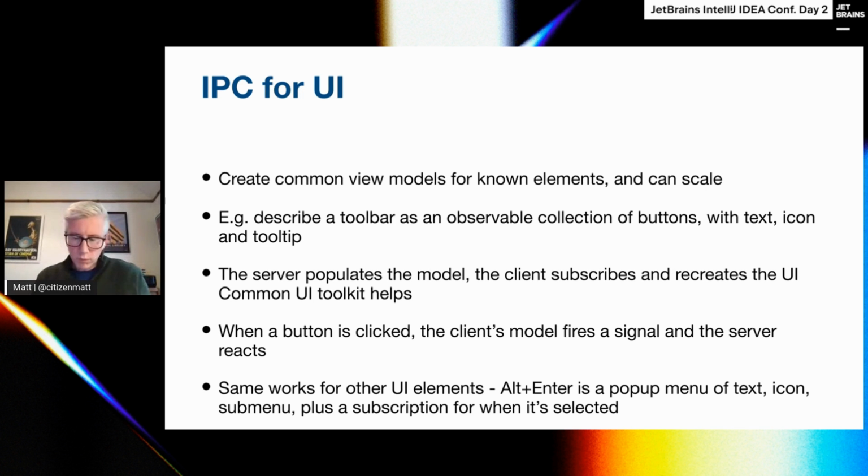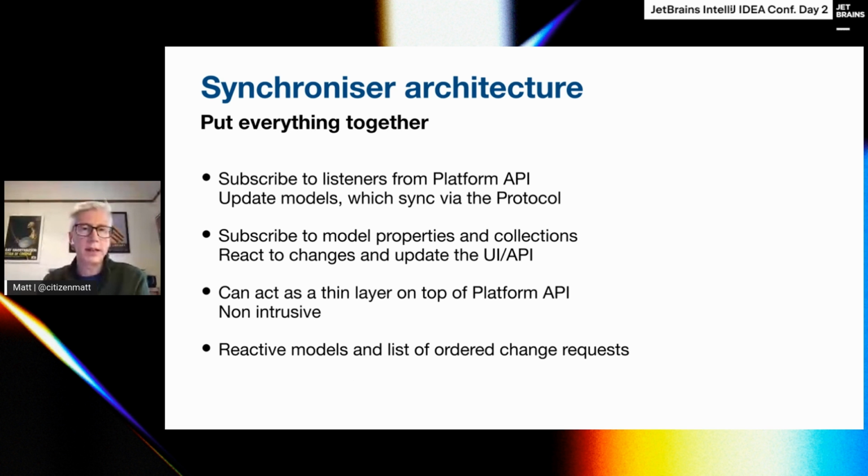And we can, as I say, scale this out for toolbars. We can create common view models there which describe a toolbar: the items that are in a toolbar, the items that are in a pop-up, such as the Alt Enter menu there. We can have a pop-up menu of text and icons, whether there's a sub-menu or not, and then a subscription for when it's selected. This observable pattern works very nicely in these cases. And then we just need to put it all together.